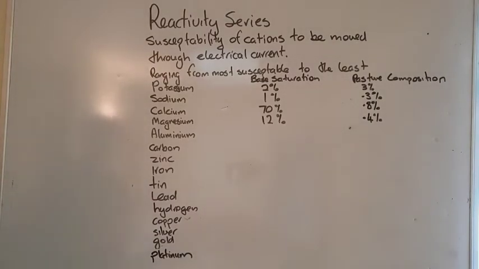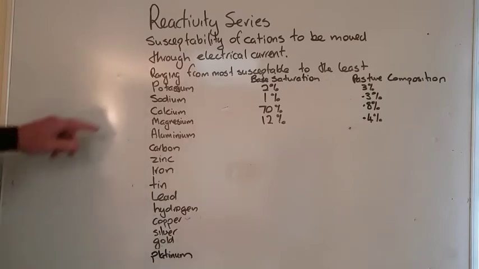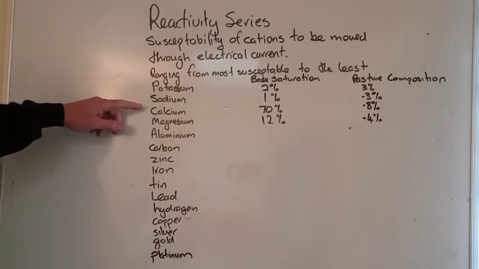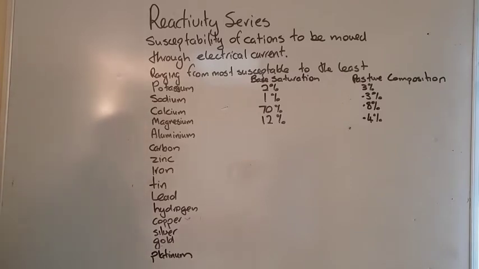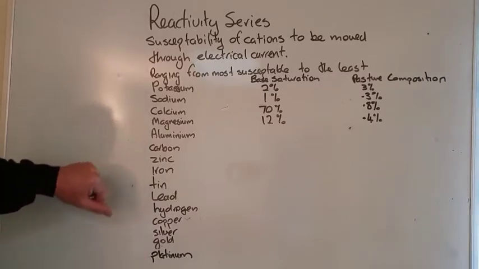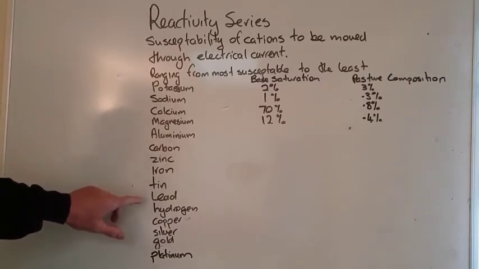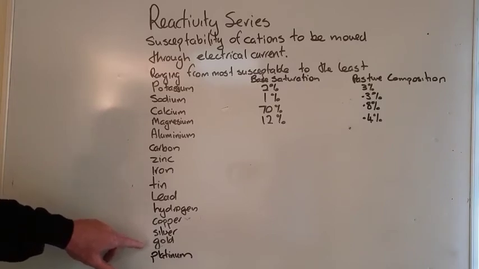If we look at the reactivity series of elements, this means the susceptibility of cations to be moved through electrical current. If we're going to range from the most susceptible to the least, potassium's the starting point, sodium, calcium, magnesium. The four major cations of soils. There's no accidents here. Aluminium, that can be a major problem. Carbon, zinc, iron, tin, lead, hydrogen, copper, silver, gold, platinum.